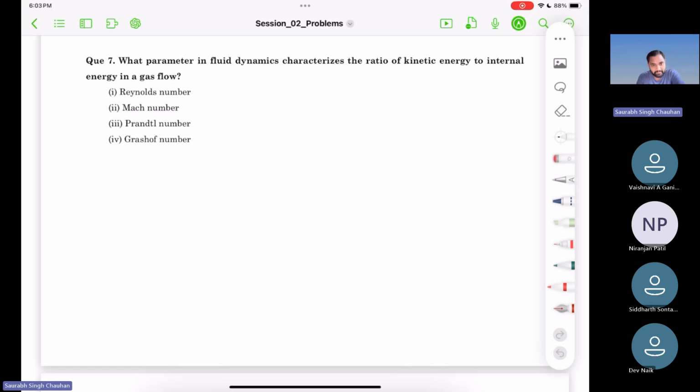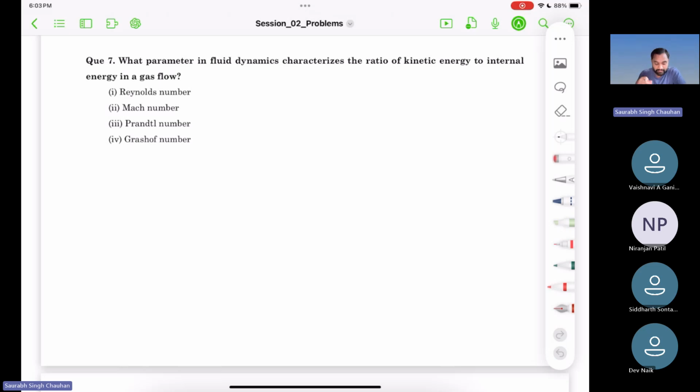Mach number is the ratio of speed of flow to the speed of sound in the medium. Whether it is related to kinetic energy and internal energy, that we will come back to. And Prandtl number is something related to heat transfer. You know what is Prandtl number? Prandtl number, Grashof number from heat transfer background. These non-dimensional numbers are very important.